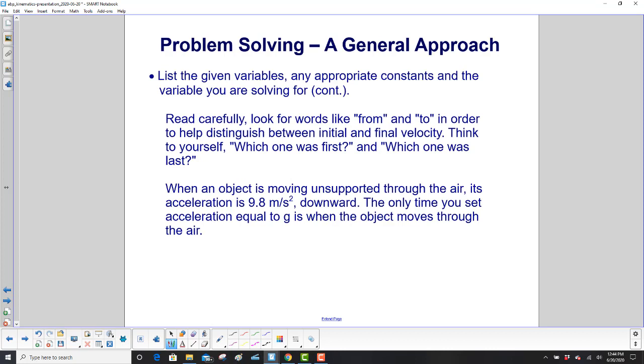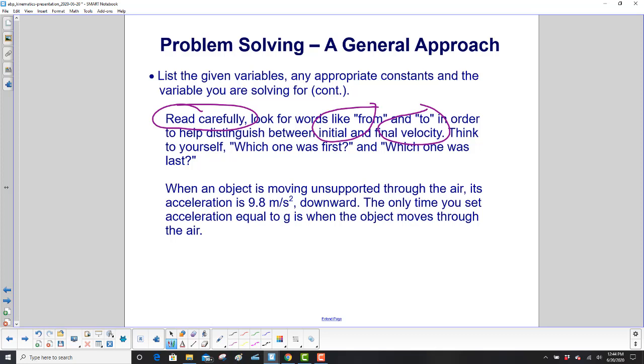Read carefully. There's that read carefully again. It keeps showing up. Look for words like from and to in order to help distinguish between initial, that would be from, and final, which would be to. Think to yourself, which one was first, which one was last?